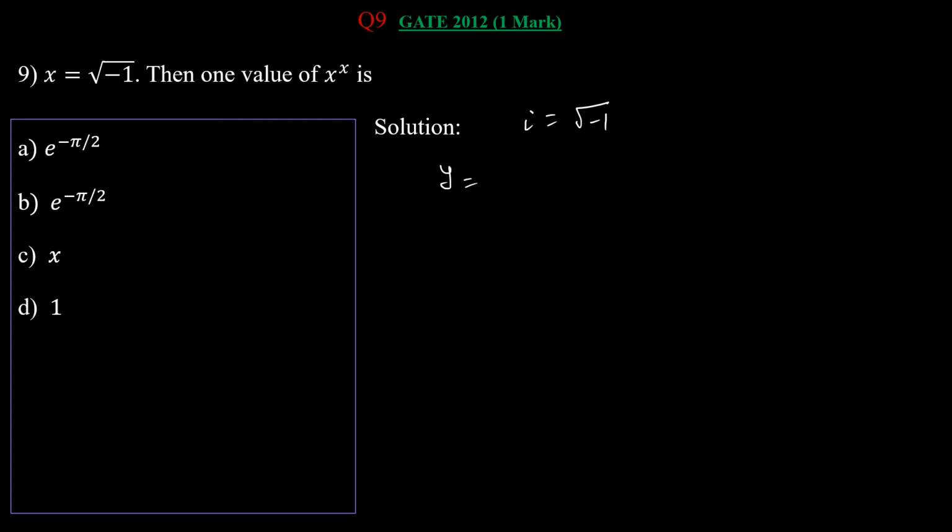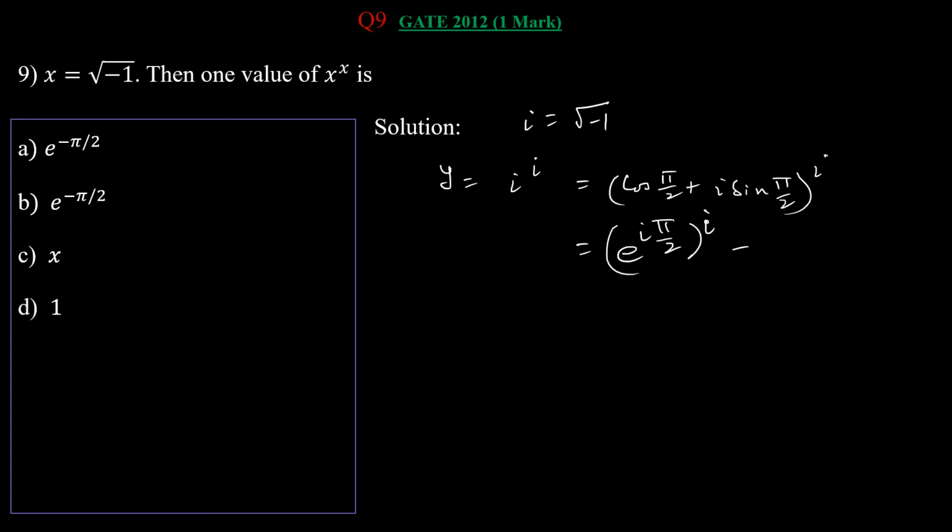So let's take y is equal to i to the power i. So i is what? It is cos pi by 2 plus i sin pi by 2, and it will be i. So it is e to the power i pi by 2, whole power i. So it is e to the power minus... i into i, it is minus 1. That directly we can write e to the power minus pi by 2. So your correct answer is e to the power minus pi by 2.